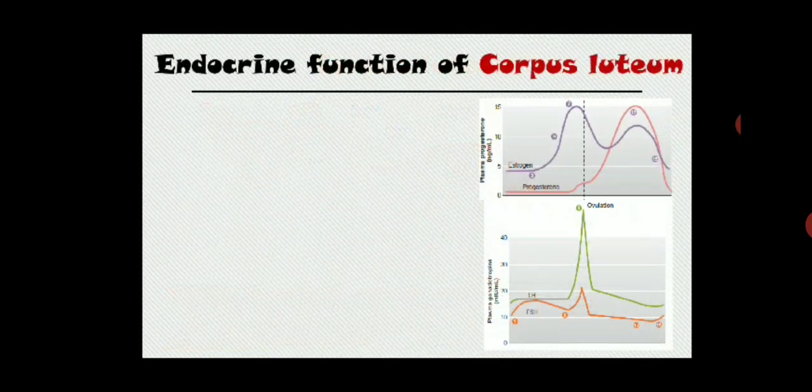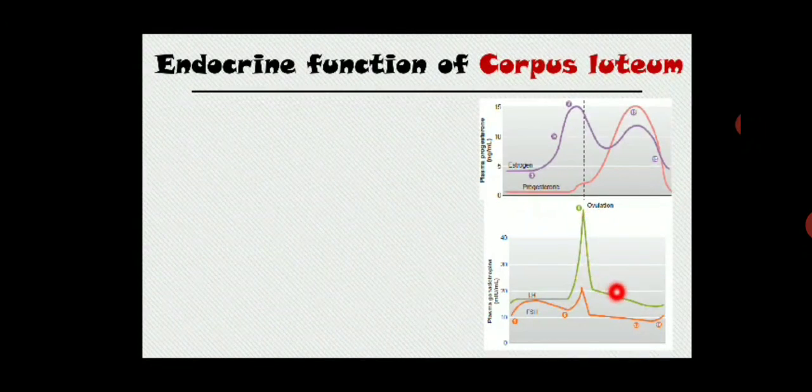As you can see, I have shown two graphs over here. This one is the graph showing LH and FSH hormone levels. This graph shows estrogen and progesterone levels. And this dotted line in between is the site of ovulation. Got it? As you can see, at the time of ovulation, LH secretion becomes much higher, and FSH secretion is also increased. So an FSH and LH peak is seen.